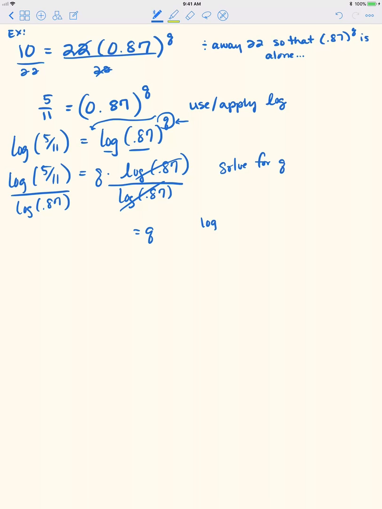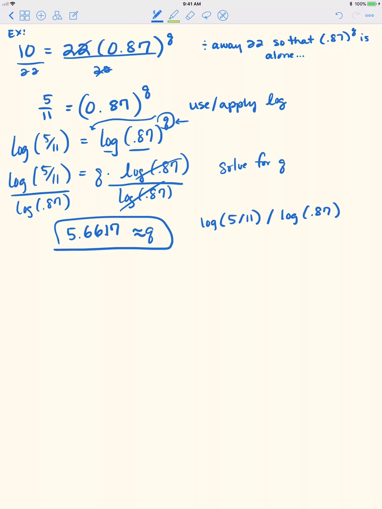Calculator-wise, again, you do the log of the 5 divided by 11 quotient. There's no reason to split it; it would be the log of 5 minus the log of 11, but neither one of those is helpful, so we'll just leave it log of 5 over 11. And then divide that by the log of 0.87. And when you do that, you get a q value that's approximately 5.6617. So that's the answer for that example. Okay.